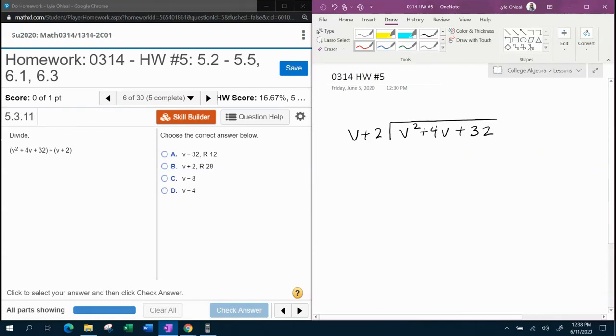All right, here we go. Question number 6 from our 0314 homework number 5 in MyLab Math. And the instructions say divide.